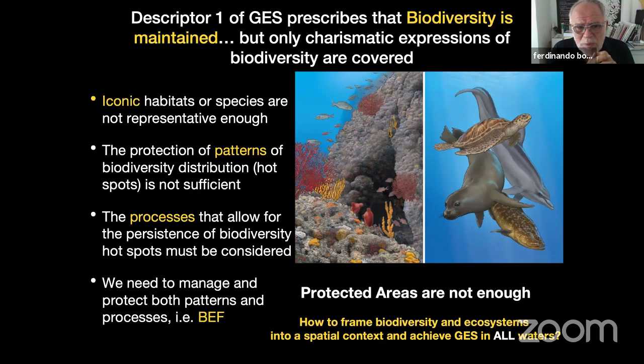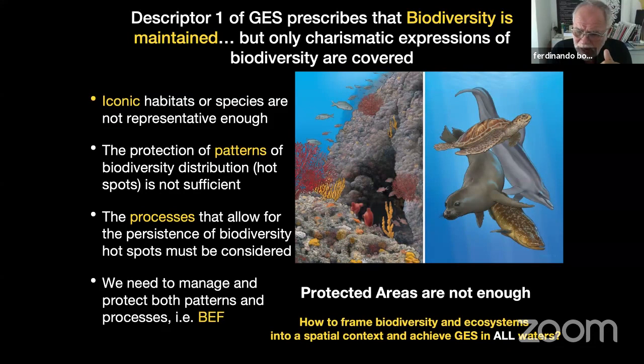While doing so, we protect patterns of biodiversity distribution, the hotspots. But with the ecosystem functioning approach, we have to be sure that also the processes that allow for the persistence of biodiversity patterns in hotspots still can continue to persist. So we need to manage and protect both the patterns and the processes. Protected areas usually protect the patterns.